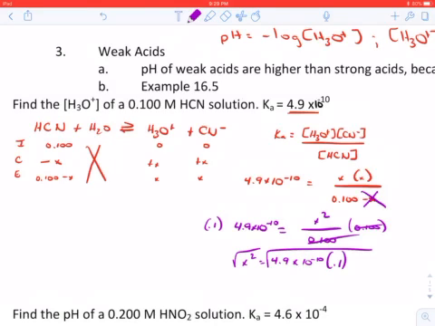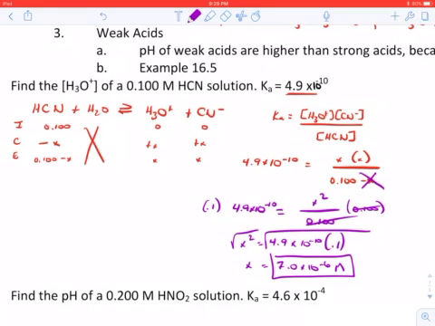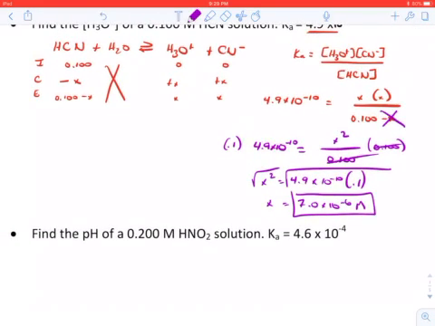And we're going to take the square root of both sides. X should come out to be 7.0 times 10 to the negative 6th. And that is a molarity, and that is our answer for that first question. So pretty simple. All we have to do is use an ICE chart, plug it all in, and solve.